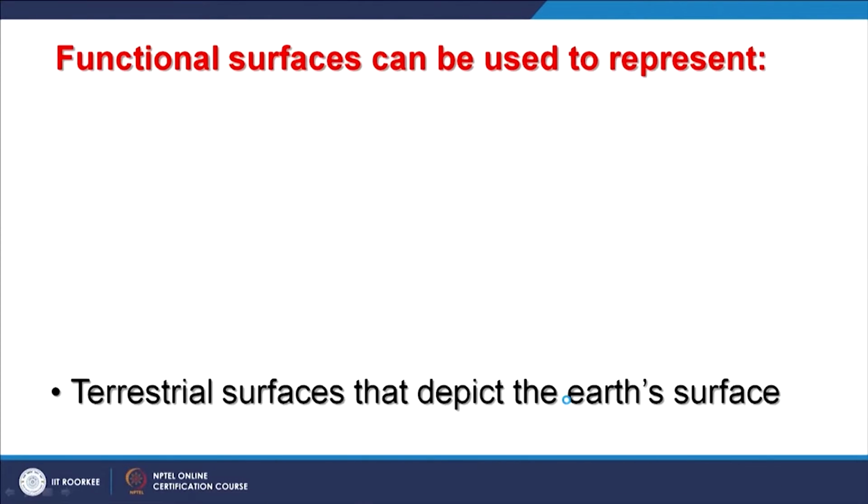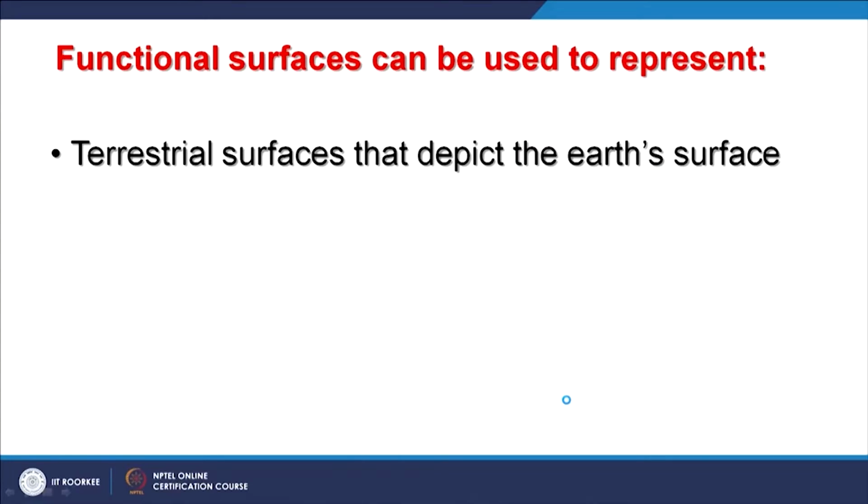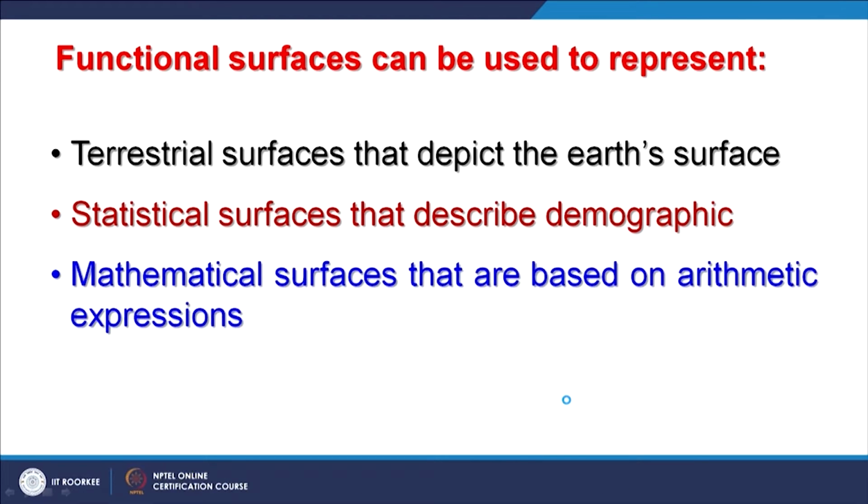Now, functional surfaces can be used to represent terrestrial surfaces, because in topography we use a lot of identifying or even extracting watershed boundaries, drainage networks, or stream ordering. So, for terrestrial applications, digital elevation models have a lot of use. And of course, the statistical surveys describe basically demographic mathematical surfaces that are based on arithmetic operations.